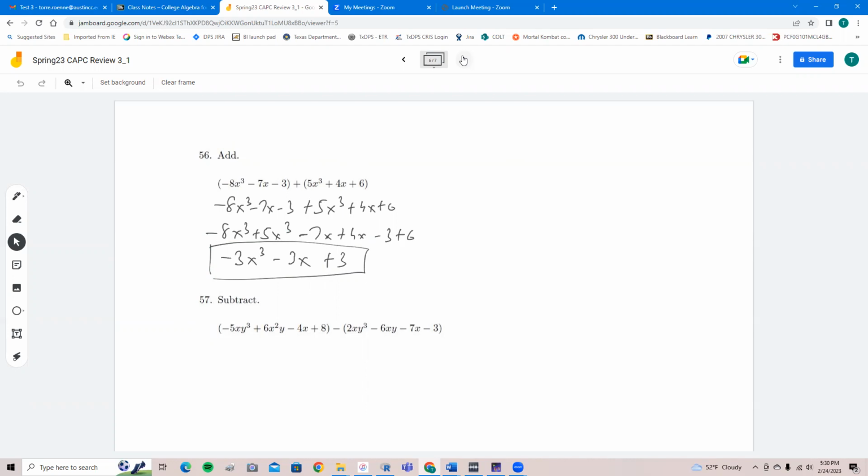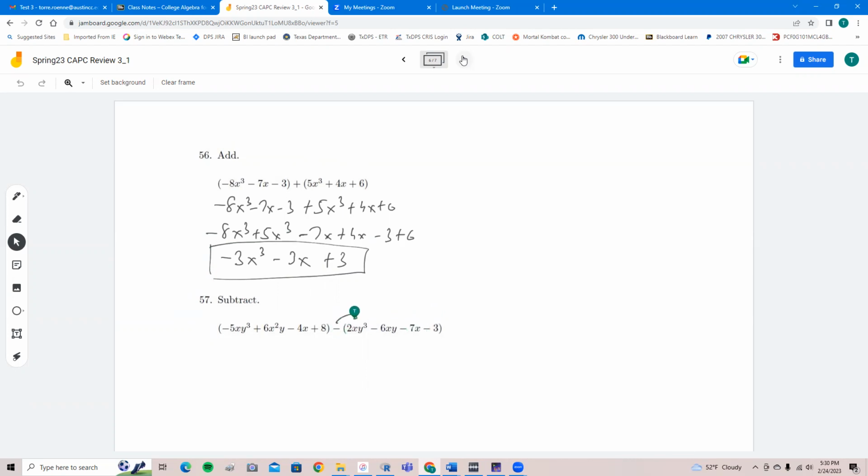Okay, 57 starts a new idea, subtraction, but it's very, very similar, right? We're just going to change this into addition so that it's like everything else that we've done, these last few examples. But in order to do that, we have to distribute the negative, which really means the same as adding the opposite of all of these, right? That is the same thing.